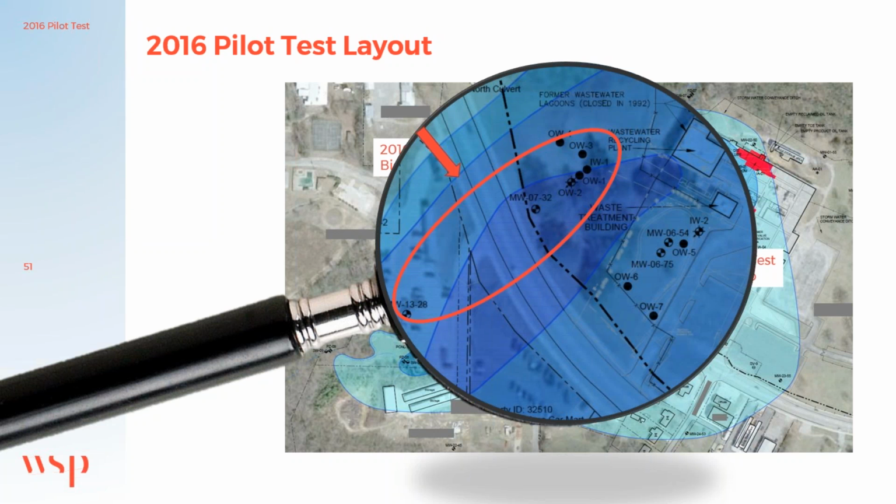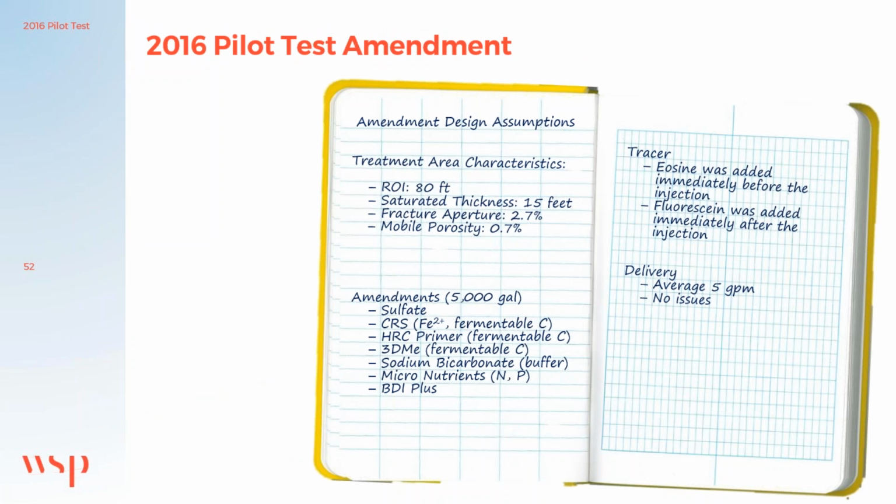The amendment formulation was specifically designed for the site based on groundwater chemistry and results from the Infrasure core evaluation. We assumed an 80-foot radius of influence and calculated that an amendment volume of 5,000 gallons was needed to achieve this ROI. The amendment formulation consisted of sulfate, CRS for ferrous iron, and HRC Primer and 3-DMe added for fermentable carbon. The CRS also provided some fermentable carbon. Bicarbonate was used to buffer pH, micronutrients were added, and the microbial augment BDI Plus was applied.